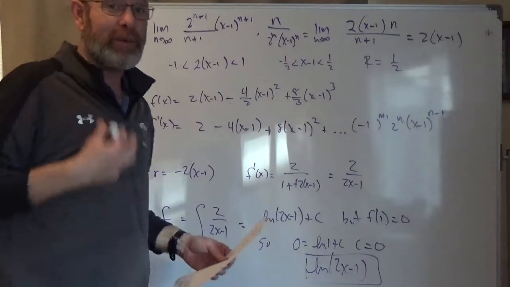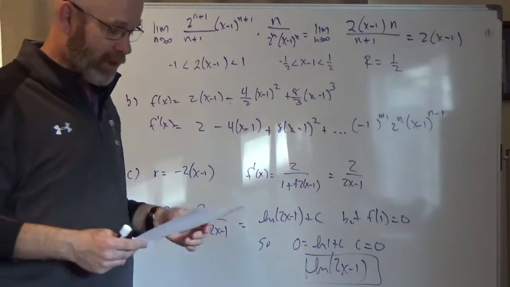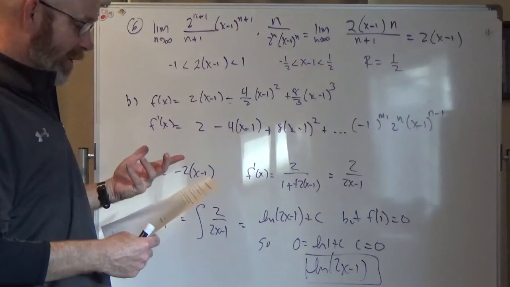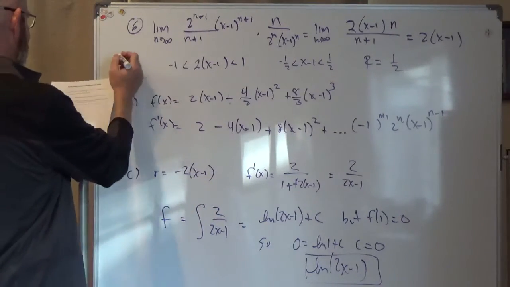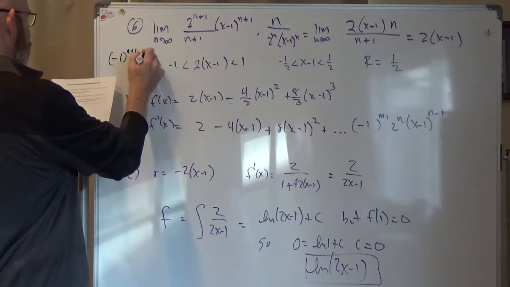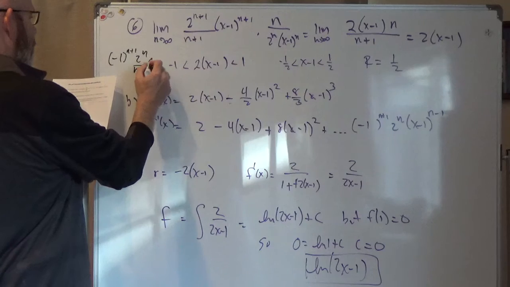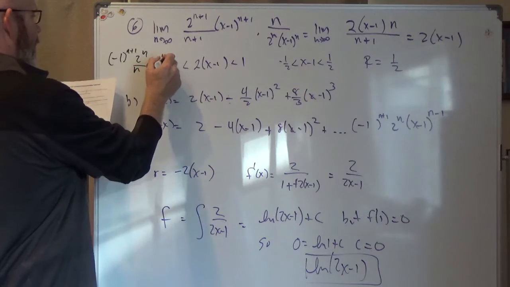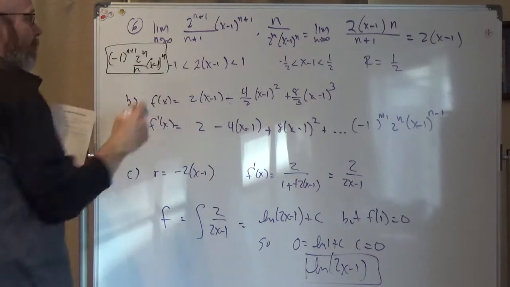Problem number 6, everyone's favorite, right? Series problem. So I've got the series, which I never actually wrote down. Sorry, I'm going to squeeze it in here: the sum of (-1)^(n+1) times 2^n over n, times (x minus 1)^n. I'm going to need that maybe a little bit later.